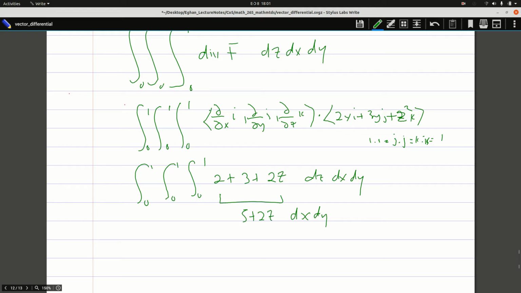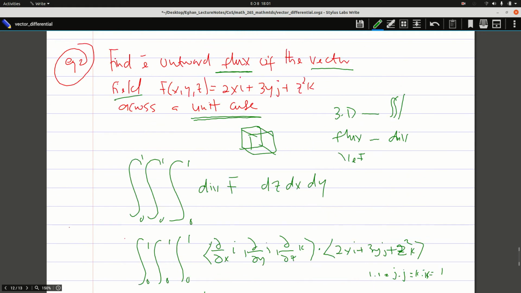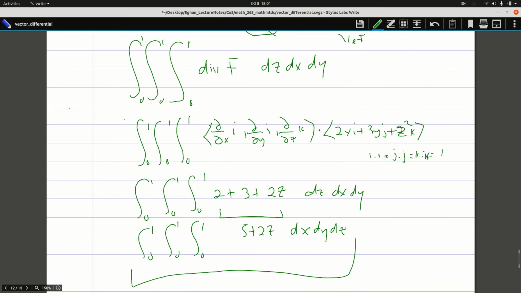These things can still be dy, dx, dy, dz because they have a unit box. It's the same integrals. I have to solve simply this one. And that's the use of the divergence theorem.